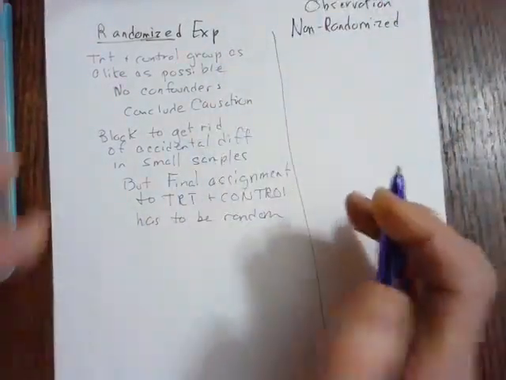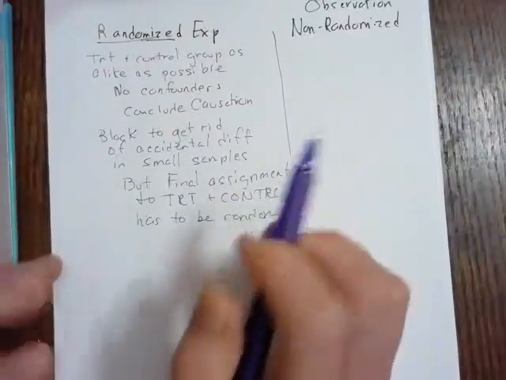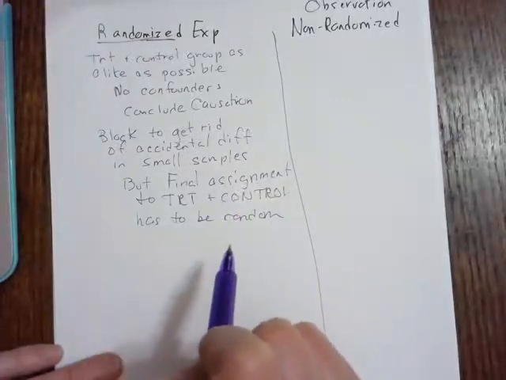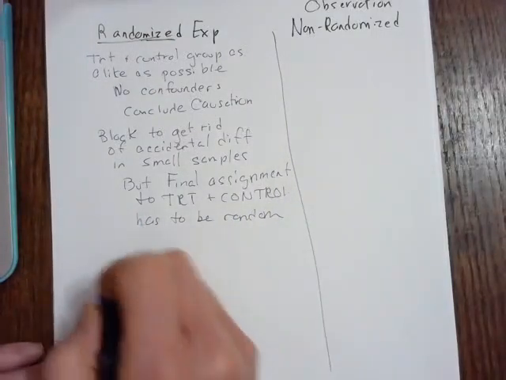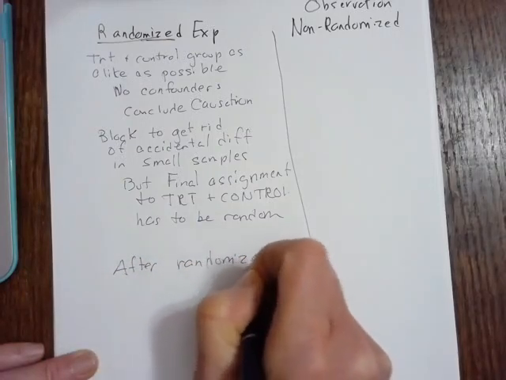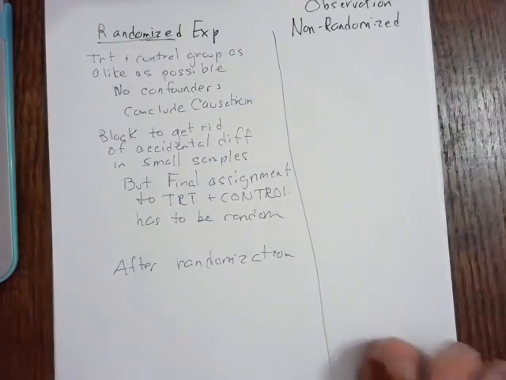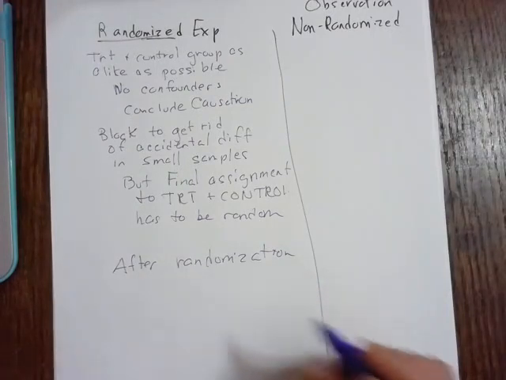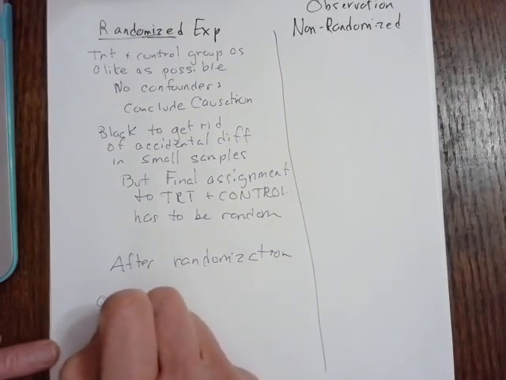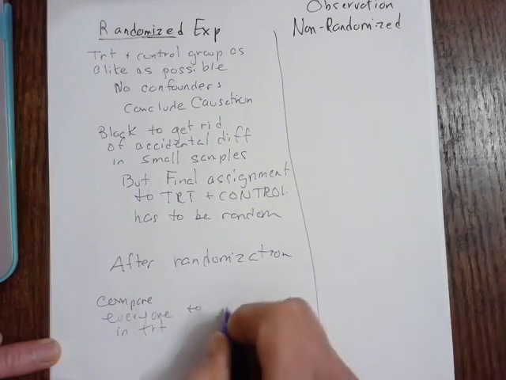So the only kind of blocking or stratifying into groups, where you decide what might be important, happens before the randomization. Okay? After randomization, compare. You have to keep everybody who was originally assigned to the two groups. You always compare everyone in the treatment group to everyone in control.